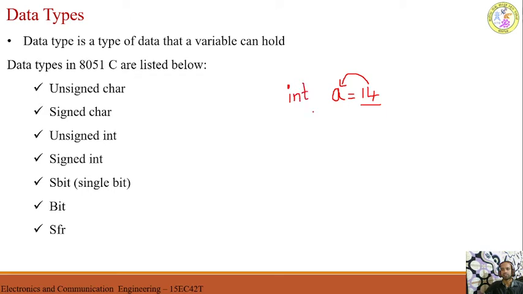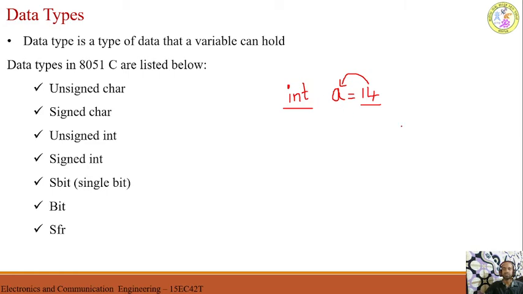It means that the variable A can hold any integer value, it need not be 14. It can be 1, it can be 10, it can be 100, whatever it may be. It can hold different values. Therefore, the type of data that a variable can hold is called a data type. Here, what is the data type? Integer is the data type. It indicates that the variable A is used to store an integer value. That's why this is called a data type.